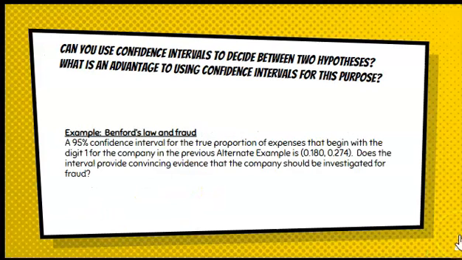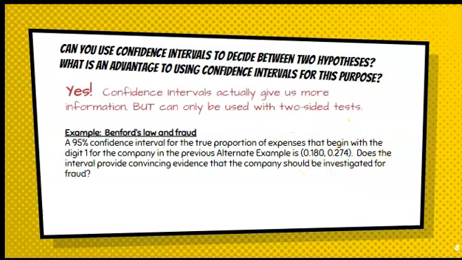All right, can you use confidence intervals to decide between 2 hypotheses? What's an advantage to using a confidence interval for this purpose? Well, yes, you can use a confidence interval. And they actually give you more information about the population parameter. They give you an estimate, right? A range of values for the true parameter. So you can use that to make a decision, but it only works for a two-tailed test. It won't work if it's a less than or greater than test. It has to be a not equals to test.